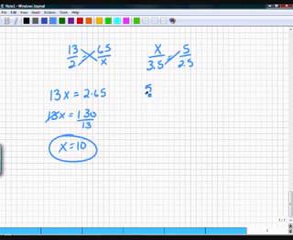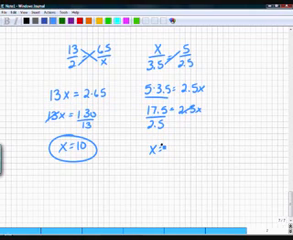5 times 3.5 is equal to 2.5 times x. What is 5 times 3.5? 17.5 equals 2.5 times x. How do you get to x by itself? Divide by 2.5 and you get x equals 7. Any questions? It's pretty easy.